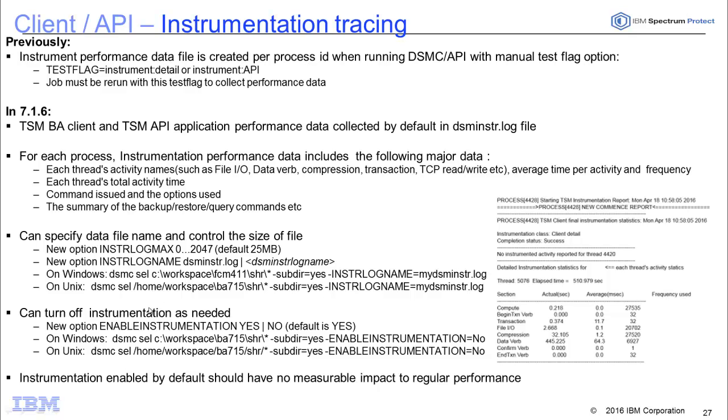You can also turn off the instrumentation if you do not want it by simply utilizing the enableinstrumentation option and then changing the default from yes to no. And once again, that could be set in the client option file or directly on the command. Now, the instrumentation enabled by default should not have any measurable impact on your regular performance.